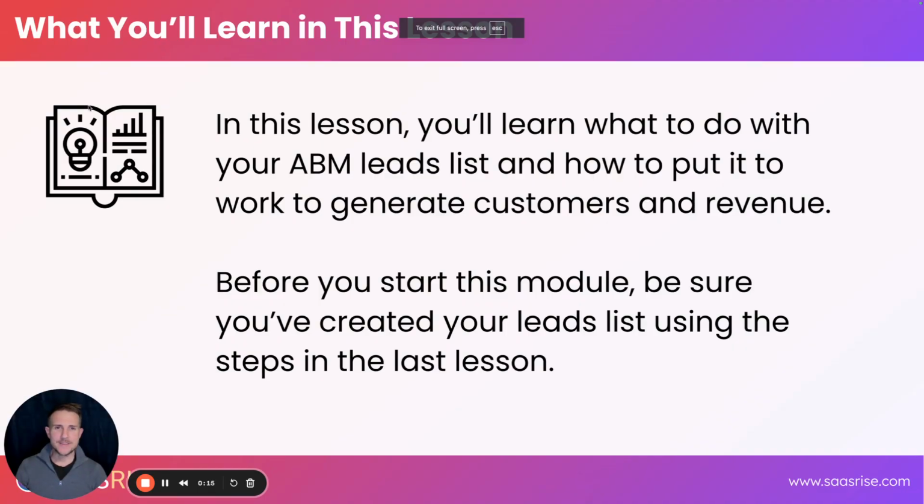Here we go. So in this lesson, you're going to learn what to do with that ABM leads list you purchased or built in the last session, and you're going to learn how to put it to work to generate customers and revenue. We're going to be providing a model that you can use to generate between $2 to $5 million in additional ARR per year using outbound email, and even more if you also do outbound LinkedIn and outbound cold calling.